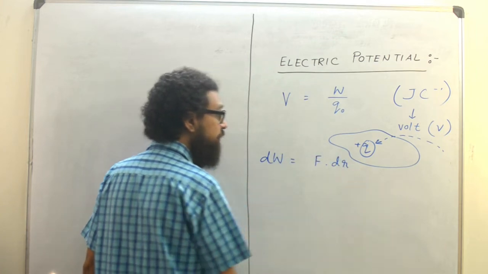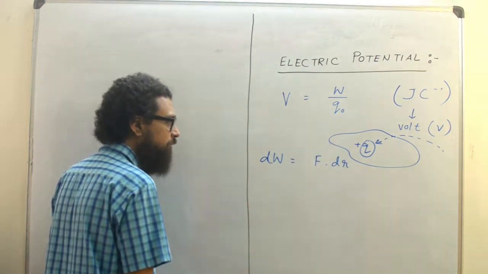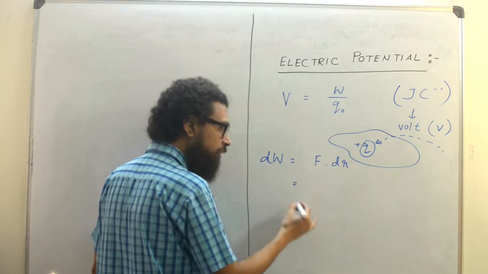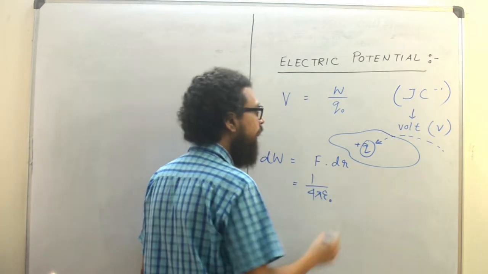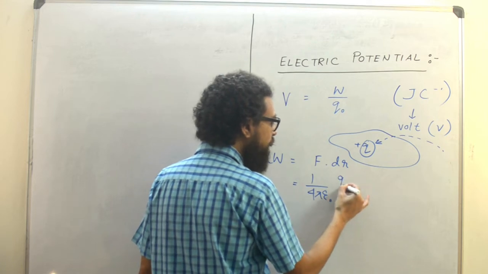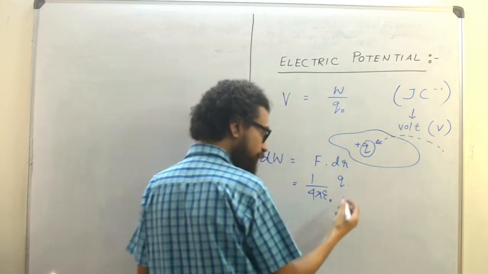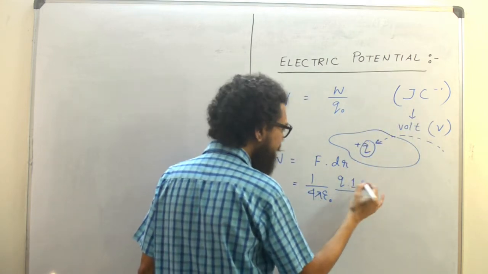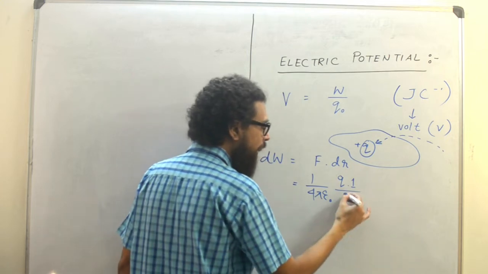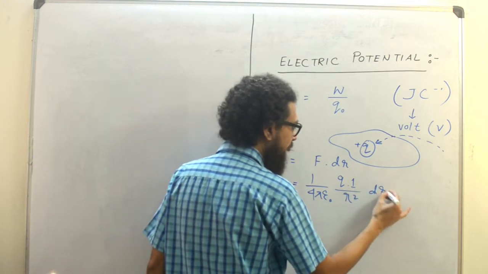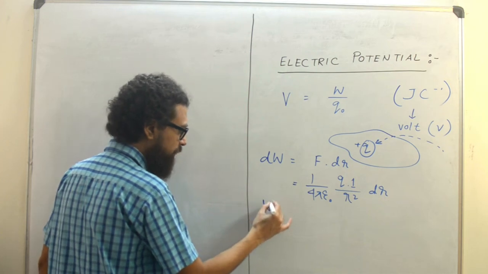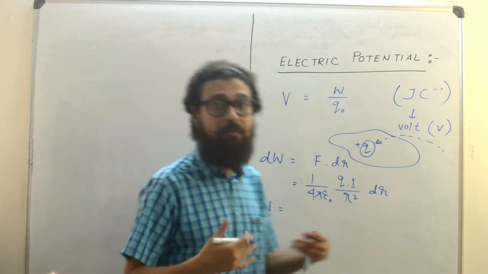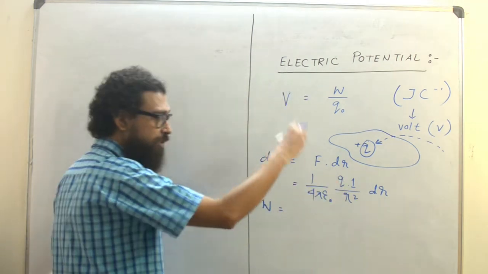If I take the displacement to be a small displacement, it is a small amount of work. And what is force? The force is 1 by 4 pi epsilon naught, Q into the unit charge, which is 1, into 1 by r square, and the dr as it is. Okay, so this is the expression. So what is the total work done? Because we say that the total work is the potential, that potential is stored.